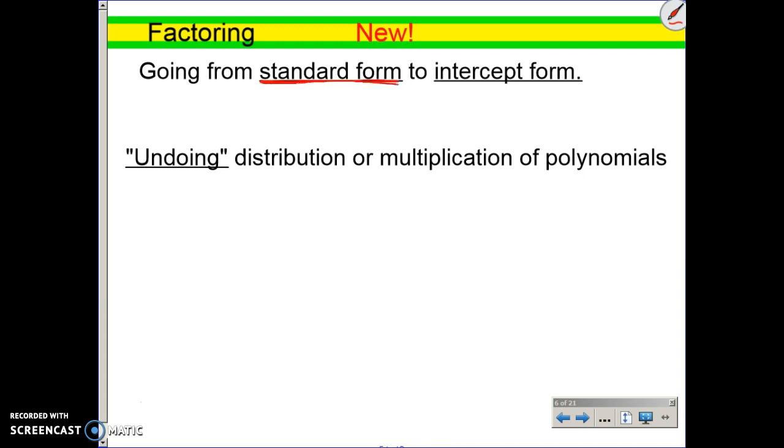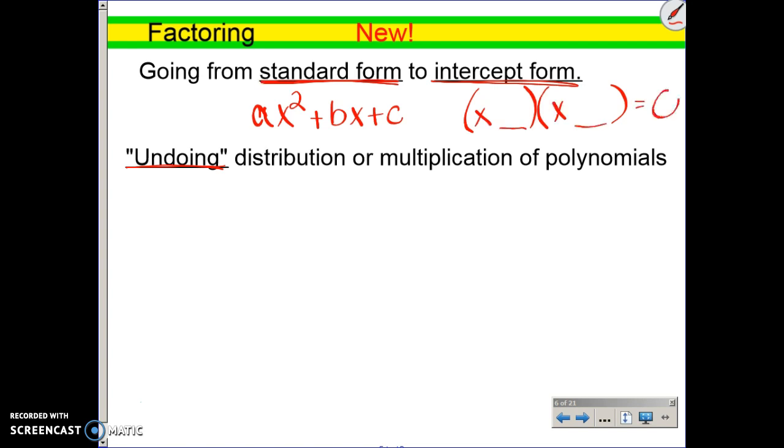So go ahead and find the section that says factoring. It's about halfway down on your notes page. And fill in these words. Factoring is when you're going from standard form, which is this. Oops, that should say ax squared plus bx plus c. That's from our assignment the other day. To intercept form, which is when it's x plus something times x plus something else equals 0.